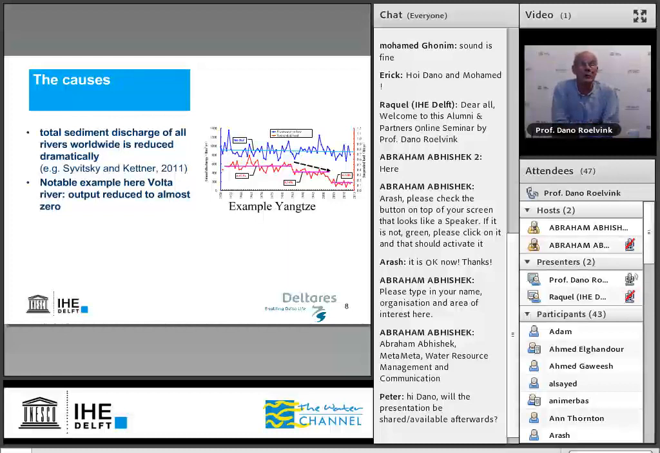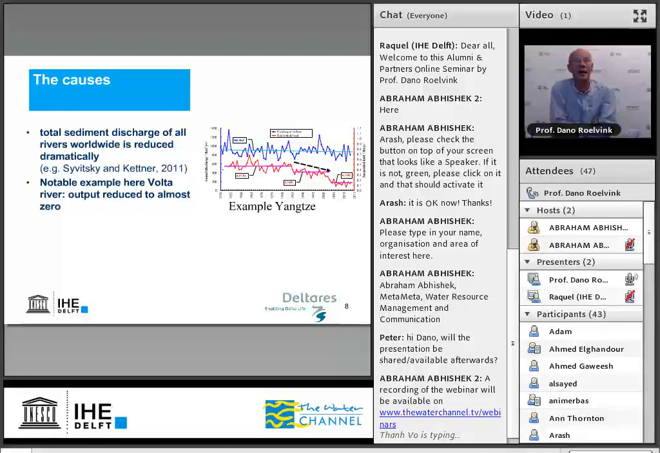We also see that the amount of all that mining is equal to all the sand that is brought to the coast by rivers, but also the sand that the rivers bring is reducing enormously. So in the Yangtze, for instance, there you see the blue line is the average flow, which is pretty constant, but the sediment discharge in the red line is showing an enormous decline. And the Volta River, for instance, I was mentioning, they built the Akosombo Dam, and it has reduced all the sand output to zero.